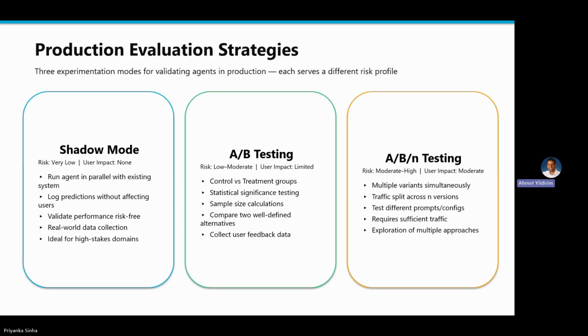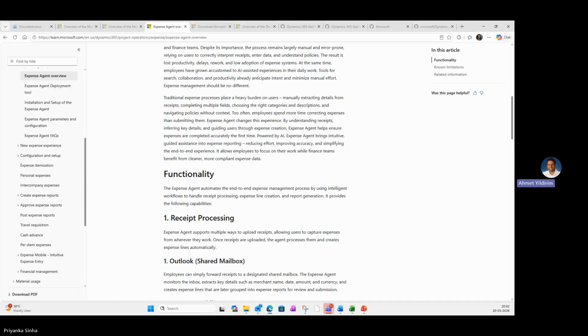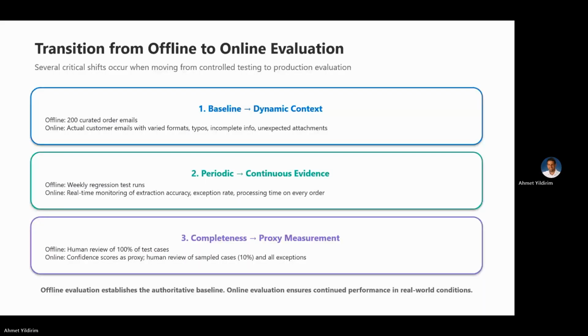In offline mode, you might have maybe 200 curated order emails. On the online side, you are dealing with actual customer emails with varied formats, typos, incomplete information, and there can be unexpected attachments. The second part is that evaluation moves from periodic to continuous. Instead of weekly regression test runs, you need real-time monitoring of extraction accuracy, exception rates, and processing time on every order.